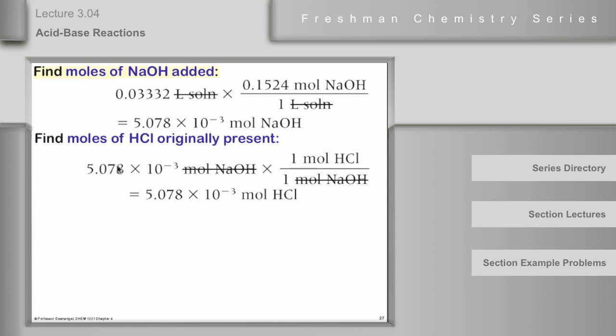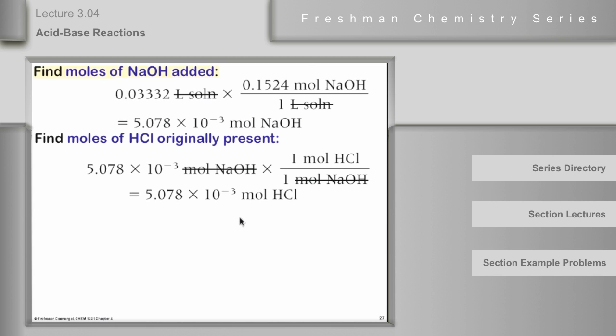So the balanced chemical equation showed 1 mole of HCl to 1 mole of sodium hydroxide. So this really changes nothing, but just for form, we're going through it here. 5 times 10 to the minus 3 moles of sodium hydroxide times 1 mole of HCl over 1 mole of sodium hydroxide, not surprisingly, gives 5 times 10 to the minus 3 moles of HCl. So you might think, well, why doesn't he just leave that out? That looks like he's just taking up time.